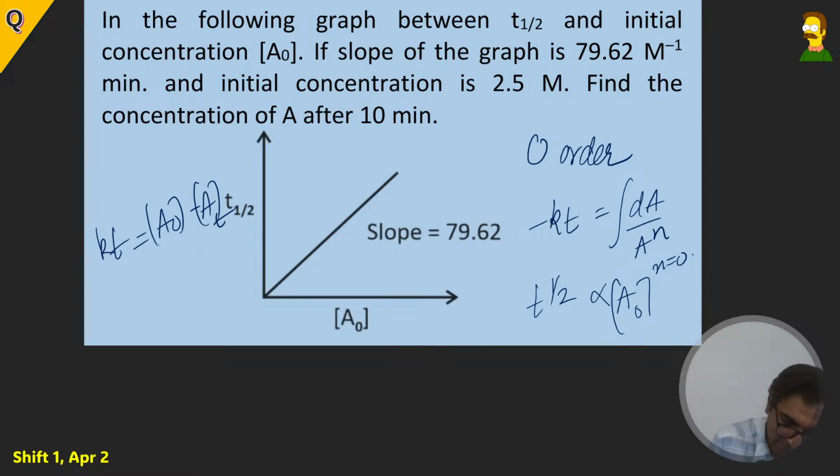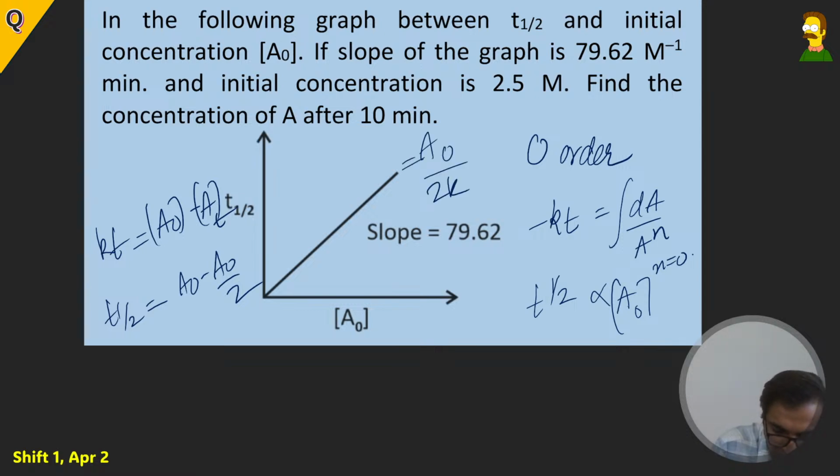Okay, with that out of the way, what is T half? T half is going to be when kt is equal to A naught minus A naught by 2. We'll derive, bro. There is a lot of time in life, we can do it, no tension. So A naught by 2k is going to be equal to T half. This is done. This now is given to you. How is it given to you? Because T half is A naught by 2k. This slope is basically 1 by 2k. So 1 by 2k is going to be equal to 79.62.